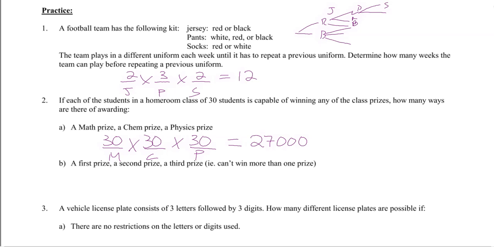Okay, fundamental counting principle. We've got 3 prizes, math, chem, physics: 30, 30, 30. What if we have a first prize, a second prize, and a third prize, which means you can't really win more than 1 prize, right? You're either in first place, or second place, or third place. So how many kids could come in first? 30. How many kids are left that could come in second? Okay, so if you win first prize, you're not eligible for second. How many students are left that can win third prize? And what is 30 times 29 times 28? 24,460?